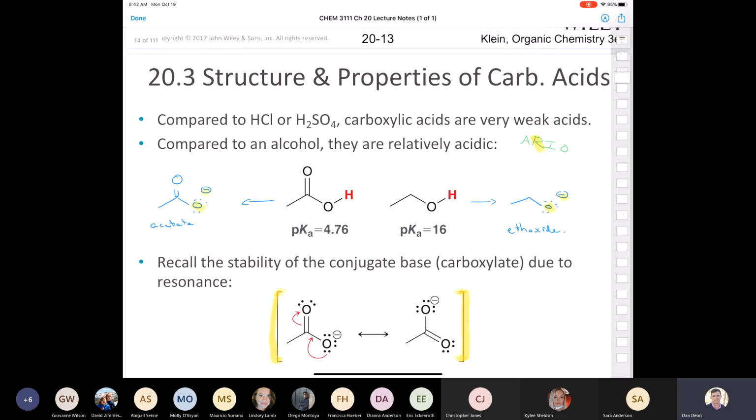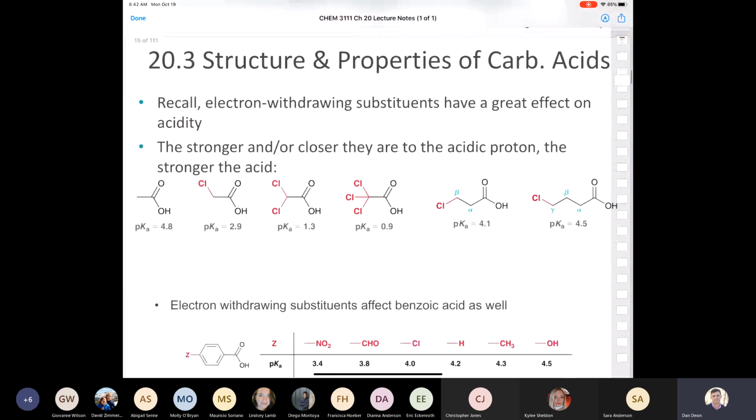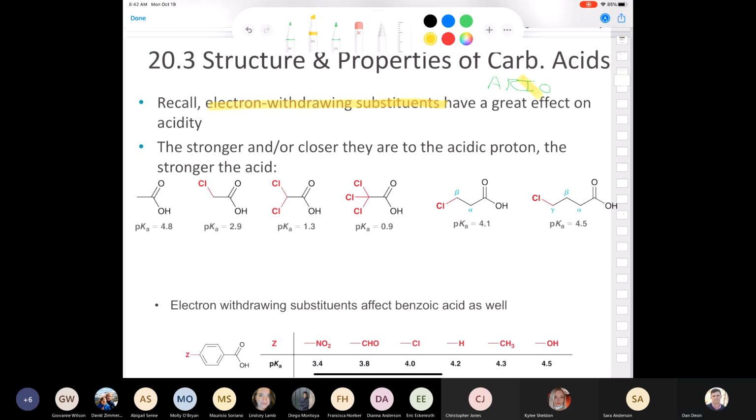Let's look at some more examples of the acidity of carboxylic acids. Remember that electron withdrawing groups, if we go back to our ARIO, are going to have an inductive effect because they're going to pull negative density towards themselves, and they're going to help to stabilize the conjugate bases of any acid. So the stronger and/or closer they are to an acidic proton, the stronger the acid. We go from this carboxylic acid, acetic acid, then we go to alpha-chloroacetic acid, to alpha-dichloro, to trichloroacetic acid, and so on and so forth.